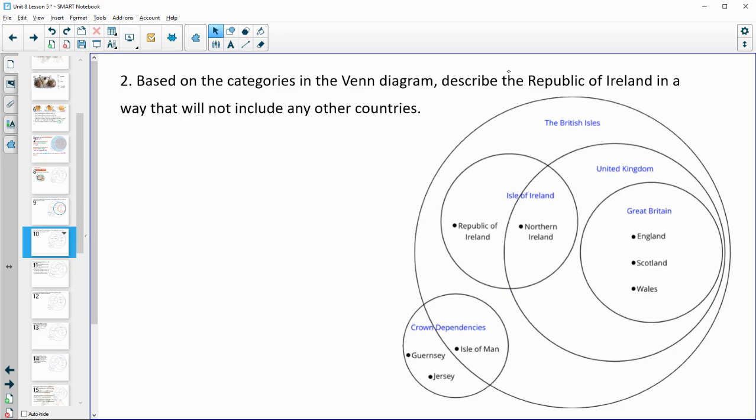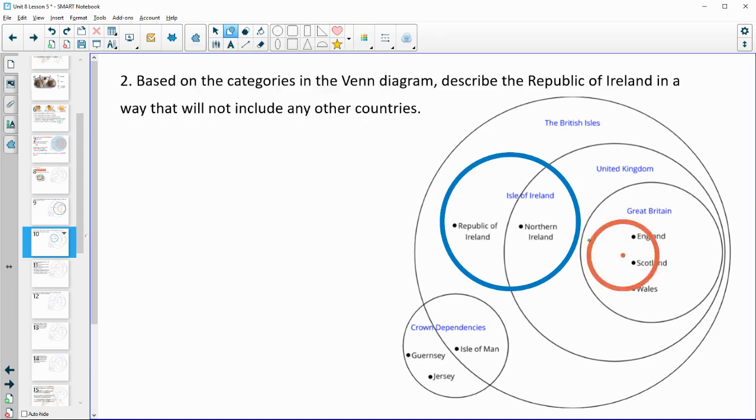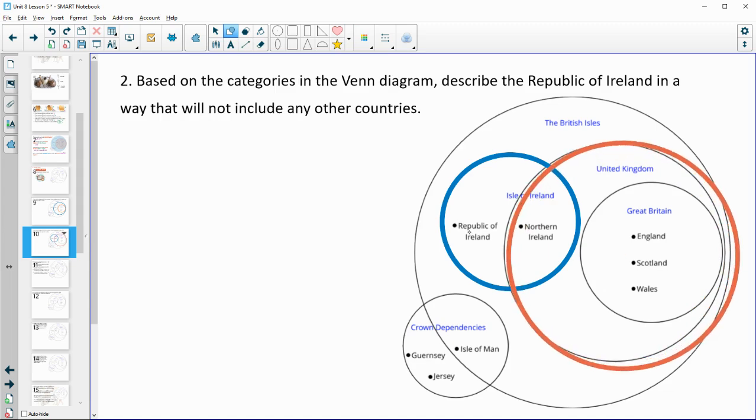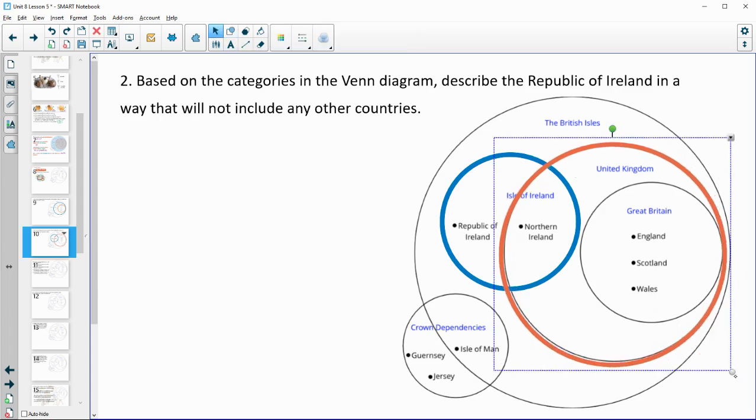Number 2, how would we describe the Republic of Ireland? So the Republic of Ireland is here. That's definitely in the Isle of Ireland as well. So we could start by saying it's in the Isle of Ireland. And then the Republic of Ireland is not in the United Kingdom. So we could say a country that is in the Isle of Ireland, but not the United Kingdom.